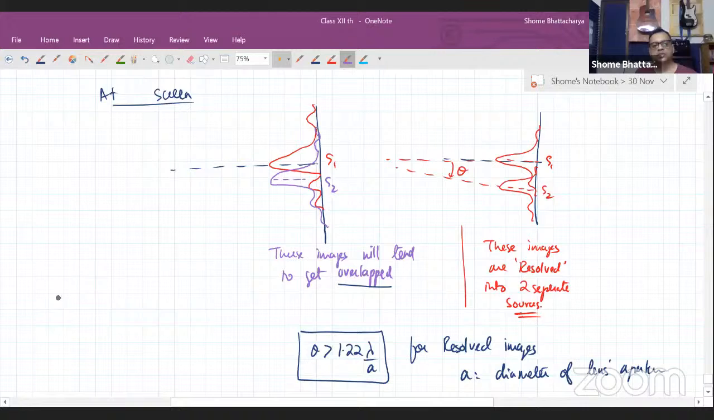Okay, so theta is, sorry, A is this diameter. So the size of the lens becomes important. So this particular formula here, this particular concept is called the Rayleigh criterion.